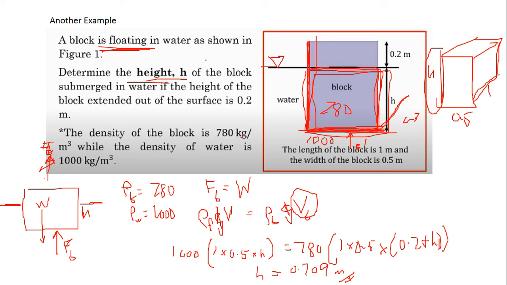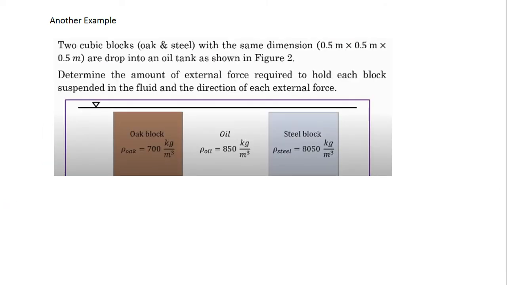I'm more worried about the topic on hydrostatic force on curved surfaces. That's more complicated compared to this buoyancy. Okay. So we look at the example. Two cubic blocks, oak and steel, with the same dimension, so the volume is the same, 0.5 times 0.5 times 0.5, are dropped into an oil tank as shown in figure 2.